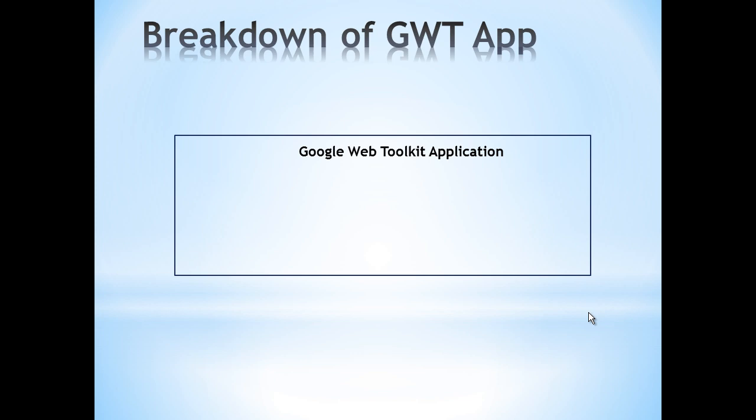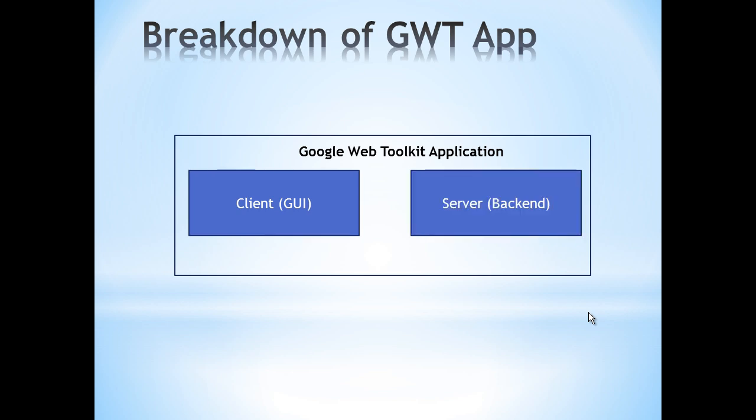So looking at a Google Web Toolkit application as a whole, I would like to display it as a big box. This application contains a client component, which is the GUI of our application. And it contains a server-side component, which is essentially our backend, as pretty much every web application or any application has a backend.